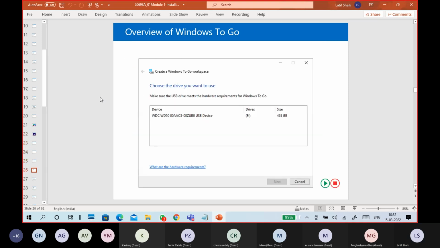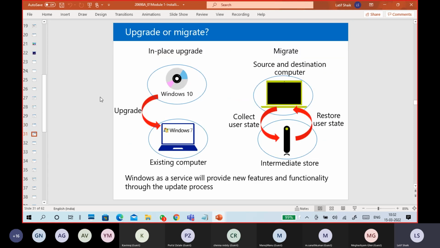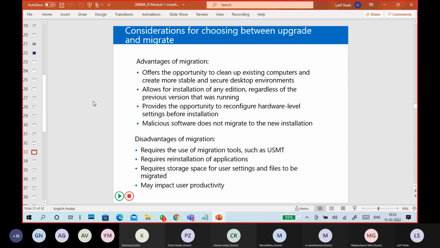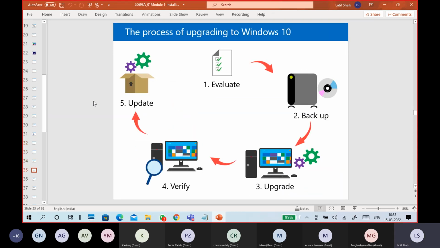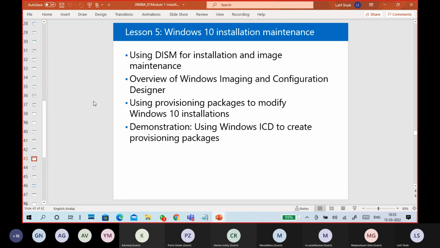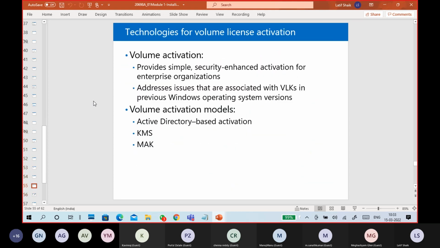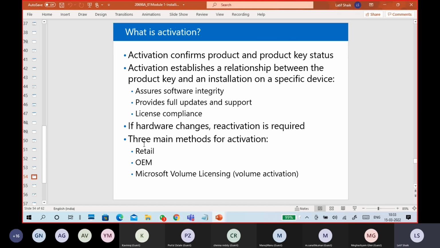Installation time, Windows To Go, update, upgrade paths, migration. Upgrade means moving from a lower version to a higher version. Migrate means moving from one system to another system, or replacing the OS in the same system. These are the paths: upgradation, migration, USMT, user state migration. These are the activation topics. I already told you about activation. Retail, OEM, and Microsoft volume licensing.